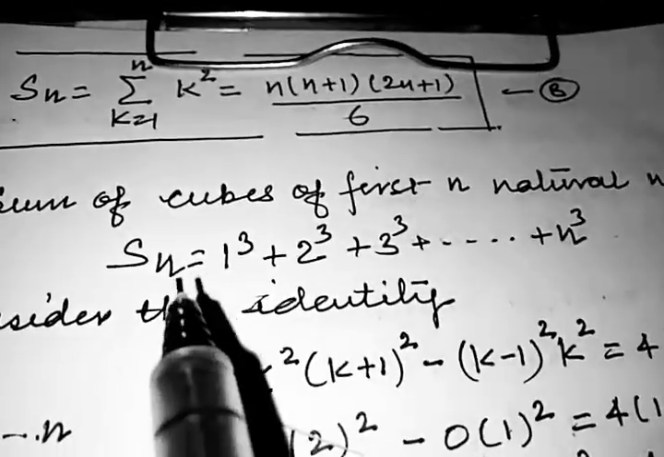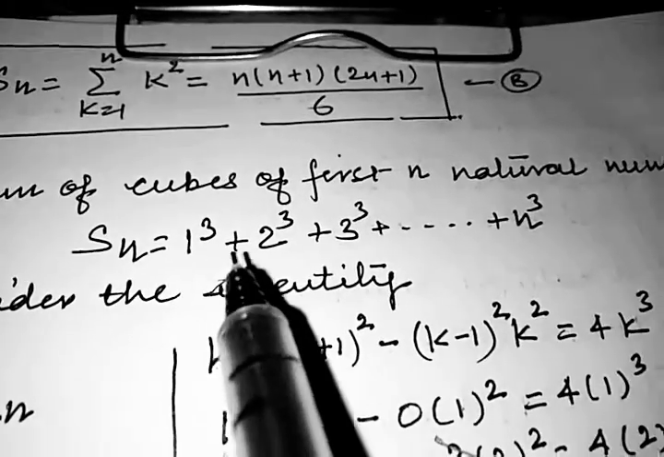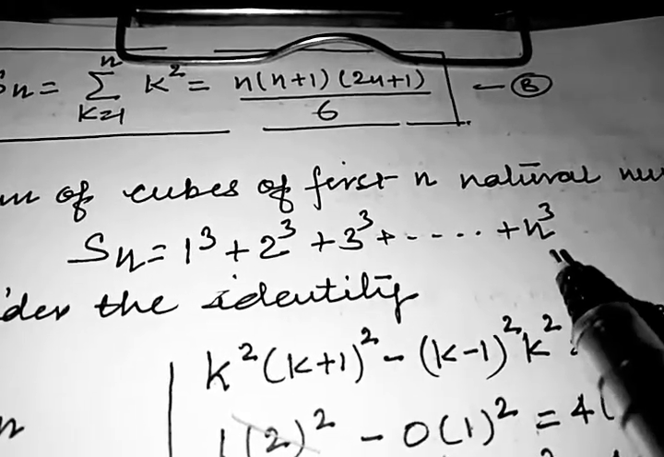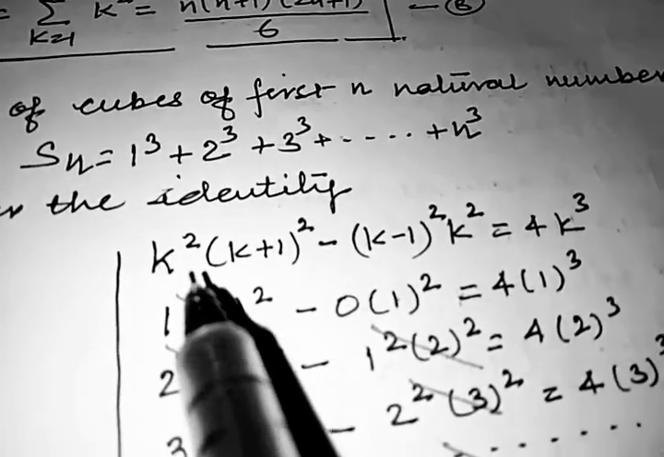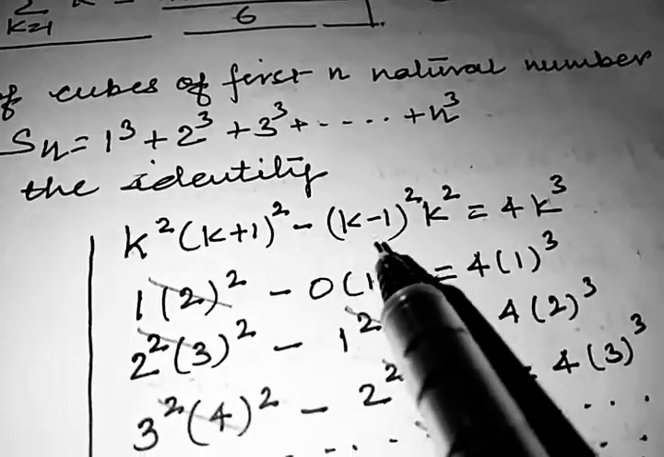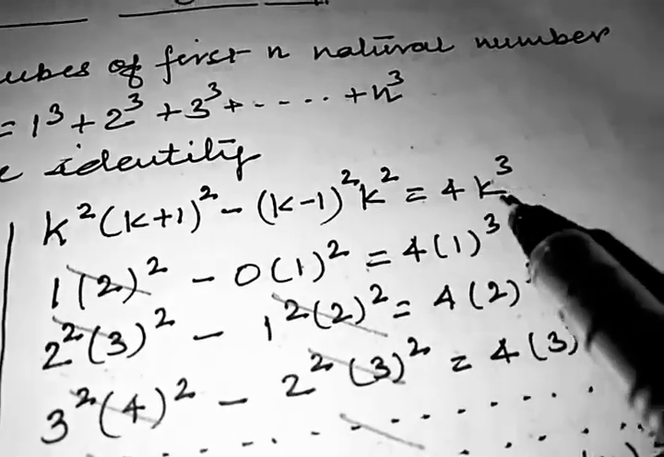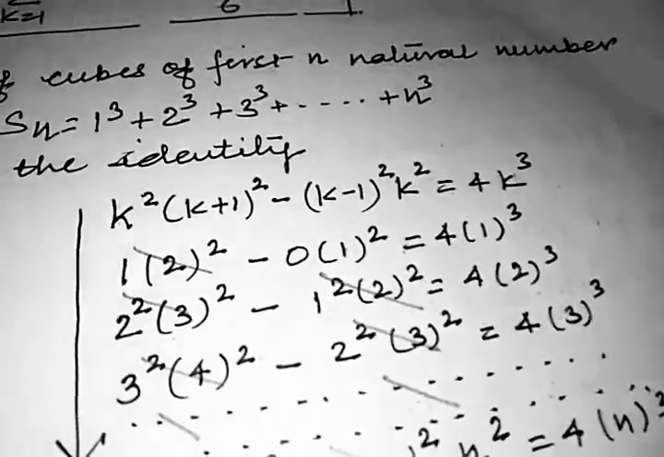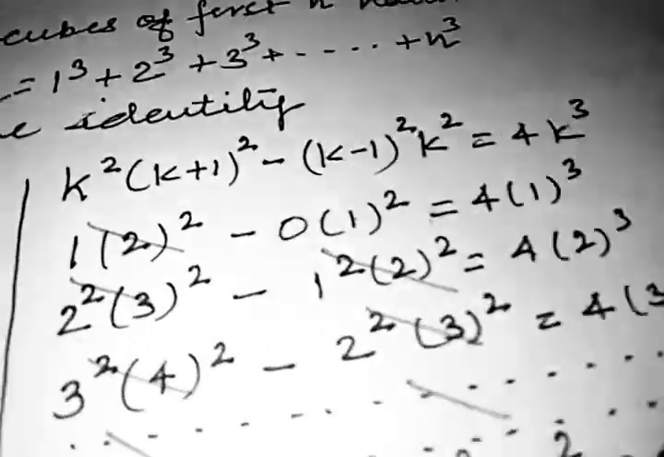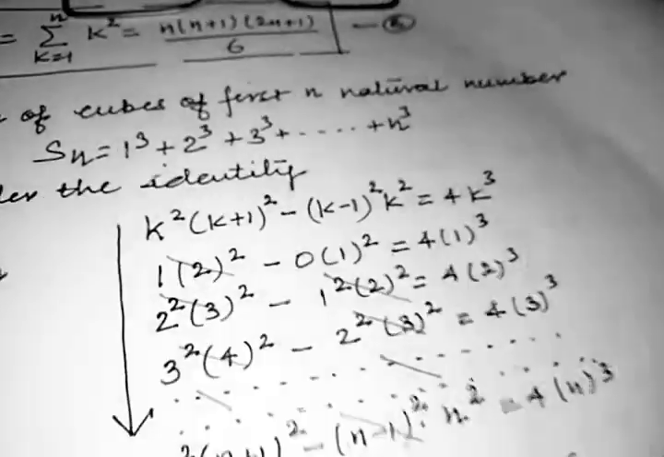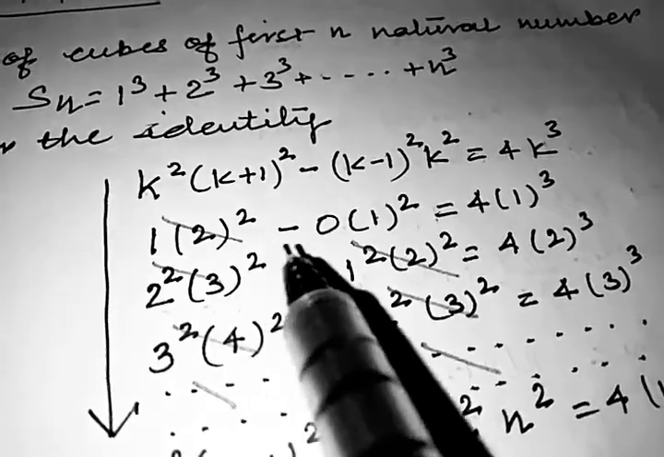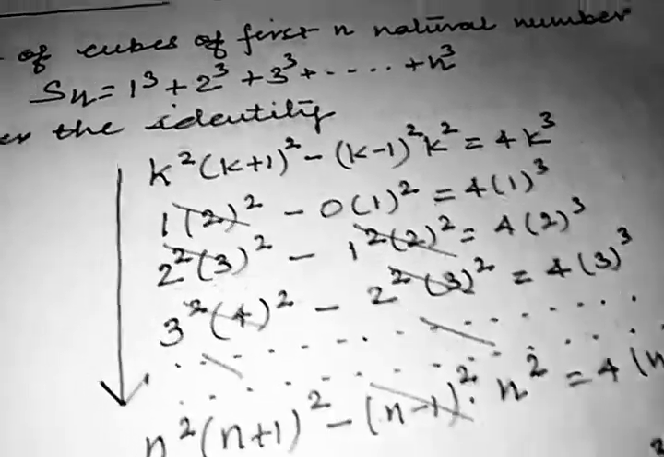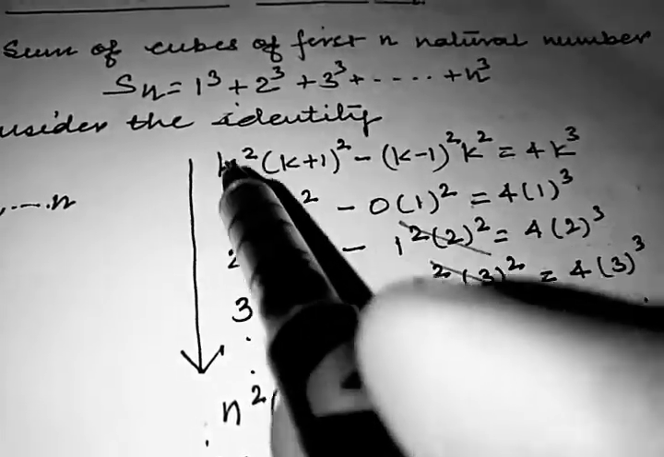Now, sum of cubes of first n natural numbers. So this is the sum of cubes: Sn will be 1 cube, 2 cube, 3 cube up till n cube. Now here we are using this identity: (k+1) whole square k square minus (k-1) whole square k square is equal to 4k cube. So now again put k is equal to 1, 2, 3, 4, 5 up till n. We are having it like this here. So now again adding column wise.